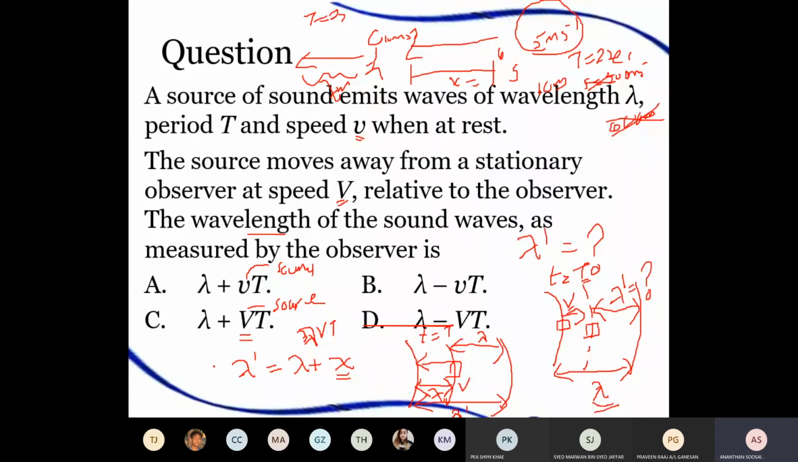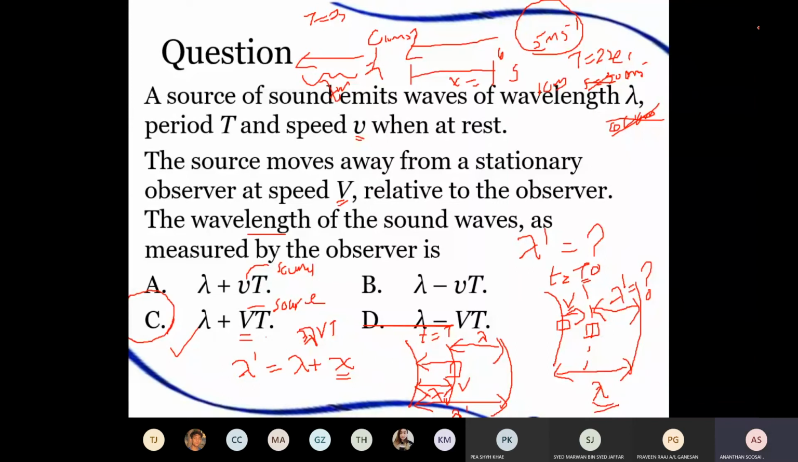So therefore, the answer should be what? Should be C. The answer should be C. Cannot be A, A is speed of sound. Many of you gave me A. Try to rethink. It cannot be speed of sound. It should be speed of source. The extra distance is from the speed of source. Any questions from here?